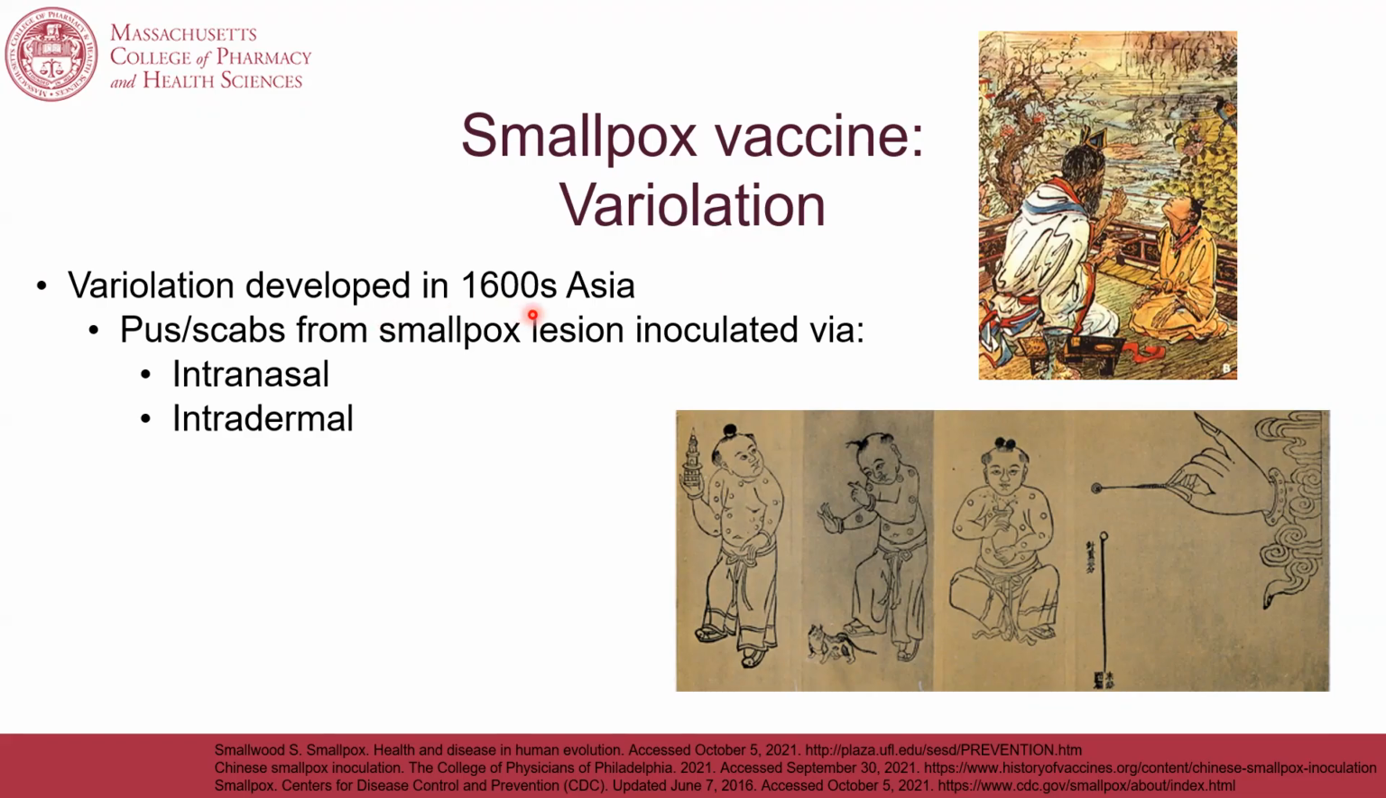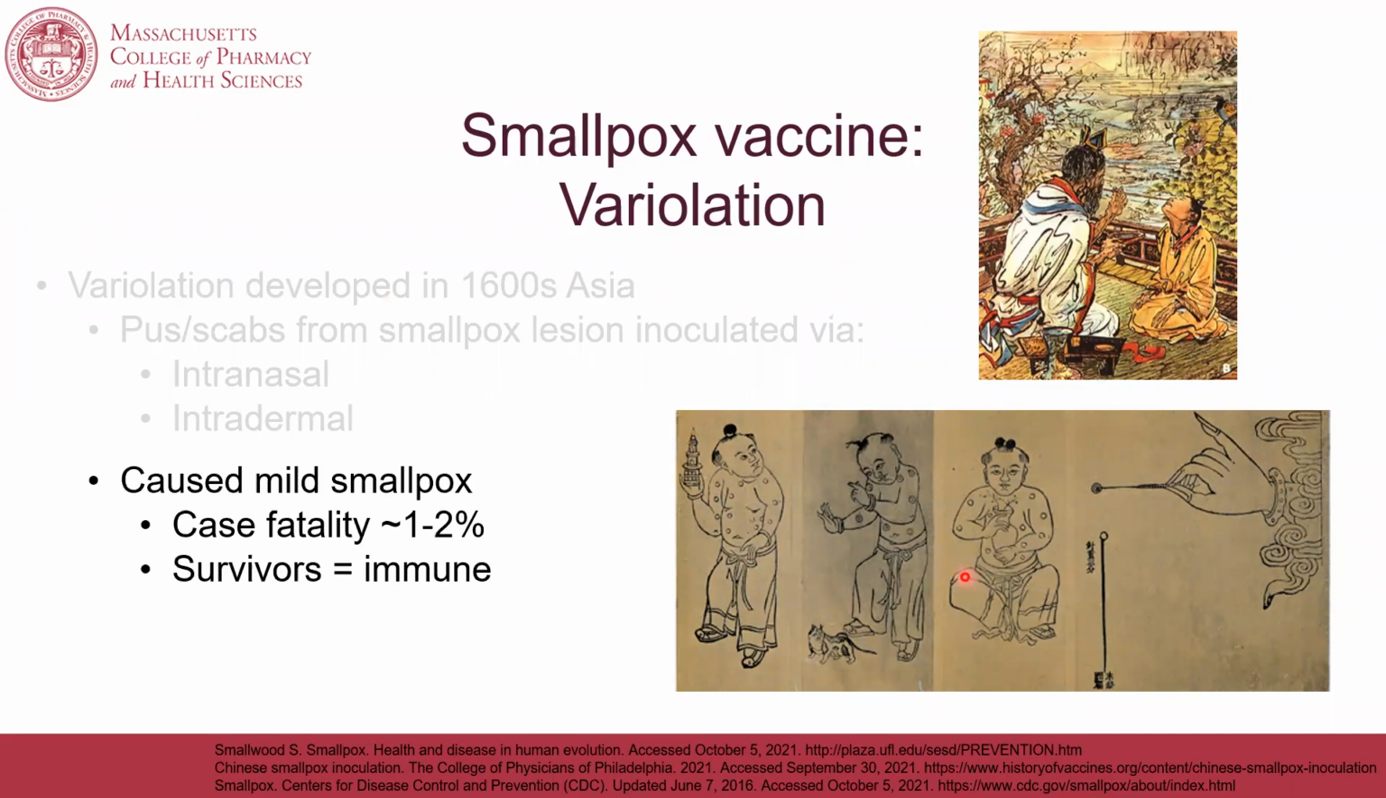1600s in Asia by the Chinese and in India as well. And so what they would do is they would actually grind up the scabs from infected lesions of an infected smallpox patient into a powder. And then what some people would do is inhale that powder of ground-up scabs via the intranasal route, or intradermally, where they would grind up those scabs or use pus from the lesion to scratch onto the skin of a person to protect them against smallpox.